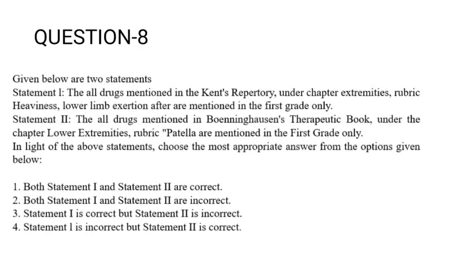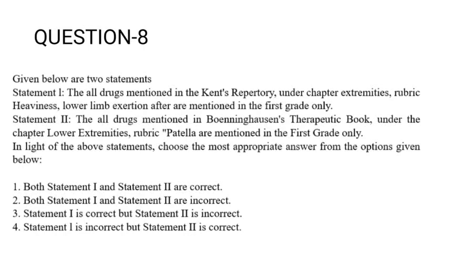Statement 1: all drugs mentioned in Kent's repertory under the chapter extremities, rubric heaviness, lower limb, exertion after, are mentioned in the first grade only. What they are asking is, under extremities, heaviness, lower limb, exertion after, are all the remedies mentioned in first grade or 3 mark?